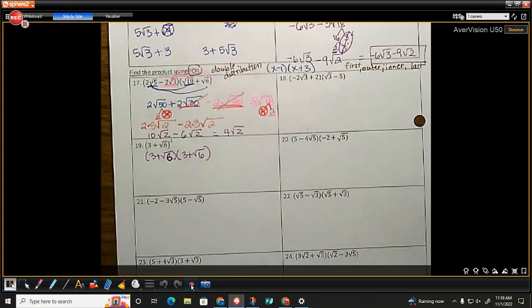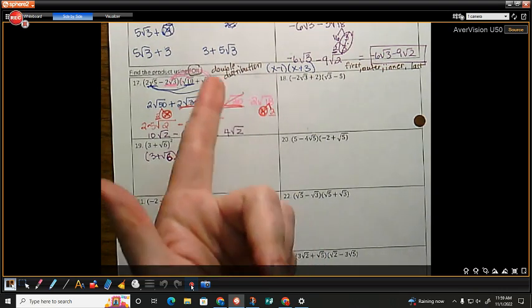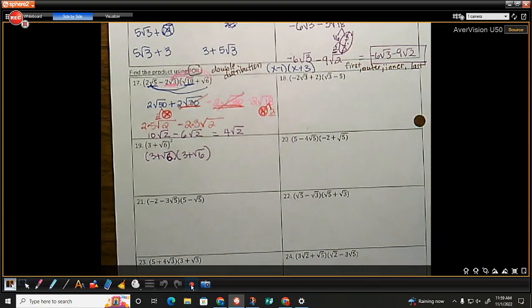And some of you will recognize this as a perfect square binomial, and you will know the shortcut to get the answer. But if you don't know the shortcut, you just multiply it out by using your double distribution or your FOIL method to get it.